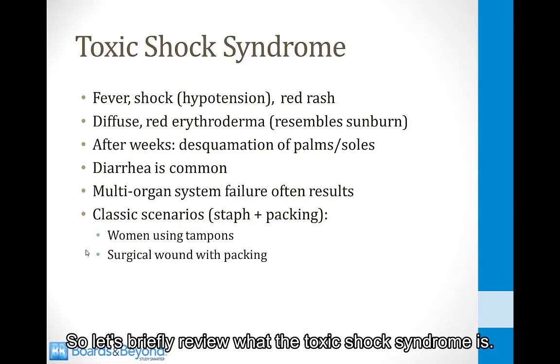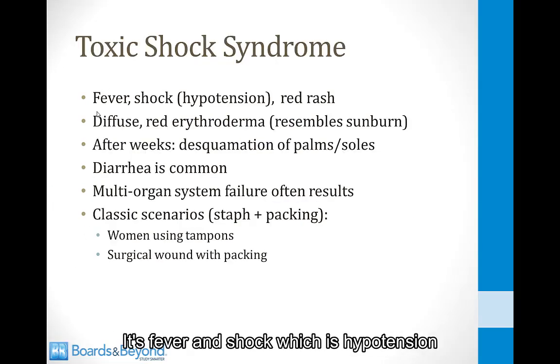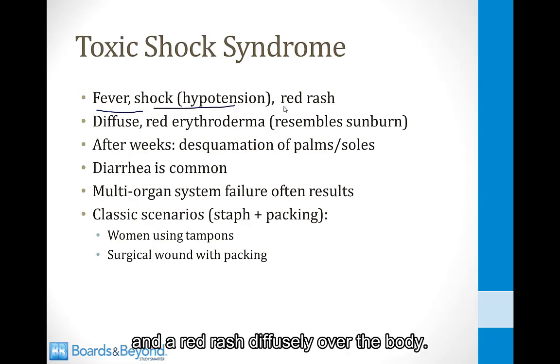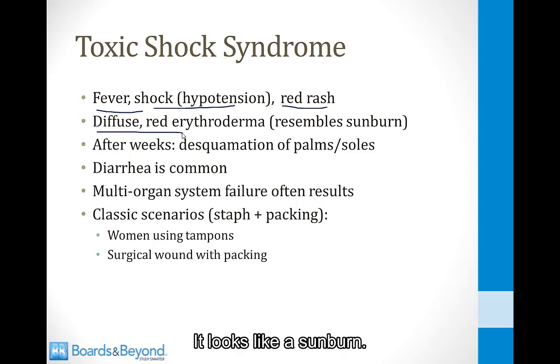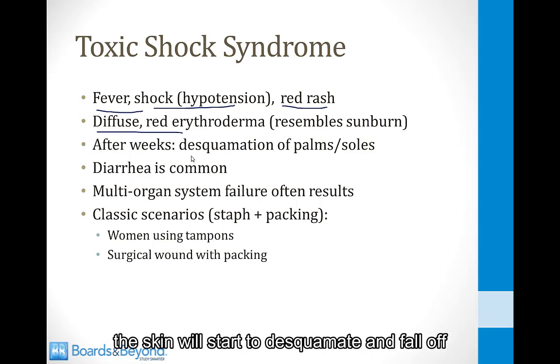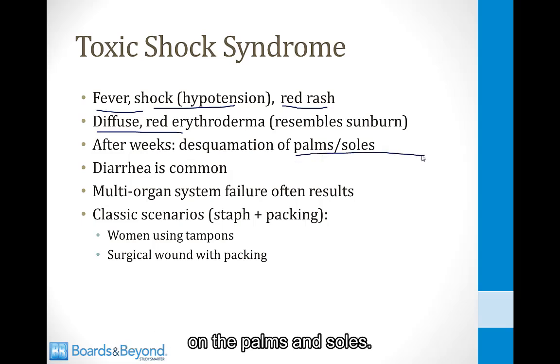So let's briefly review what the toxic shock syndrome is. It's fever and shock, which is hypotension, and a red rash diffusely over the body. Patients have this diffuse red erythroderma. It looks like a sunburn, and after a few weeks, eventually the skin will start to desquamate and fall off on the palms and soles.